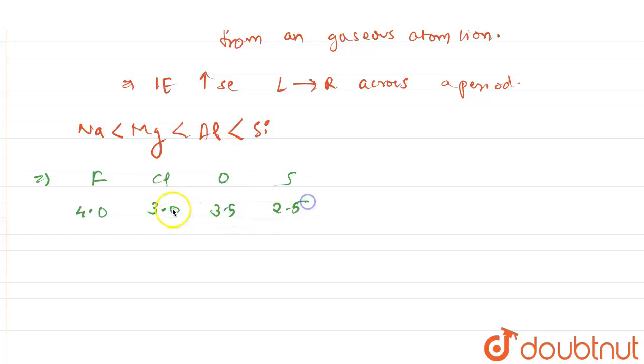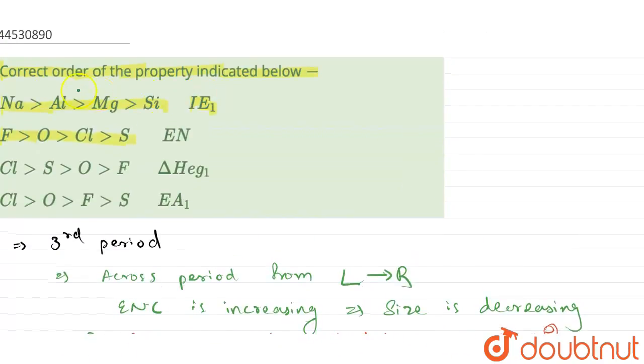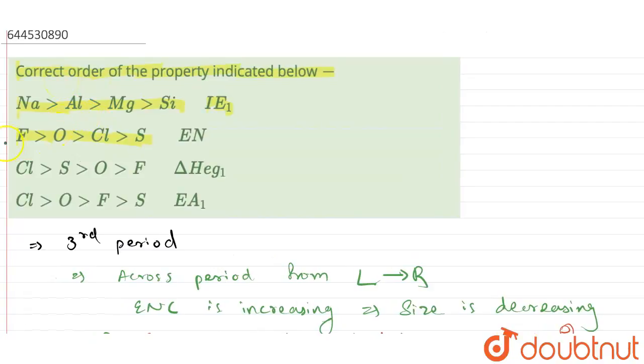So if you see, the order should be fluorine with the greatest electronegativity, afterwards oxygen at 3.5, then chlorine, and then sulfur. So if this is the order, then it will be the correct answer, that is FOClS. FOClS is the order which is given, therefore this will be the correct answer because they have asked for the correct property.